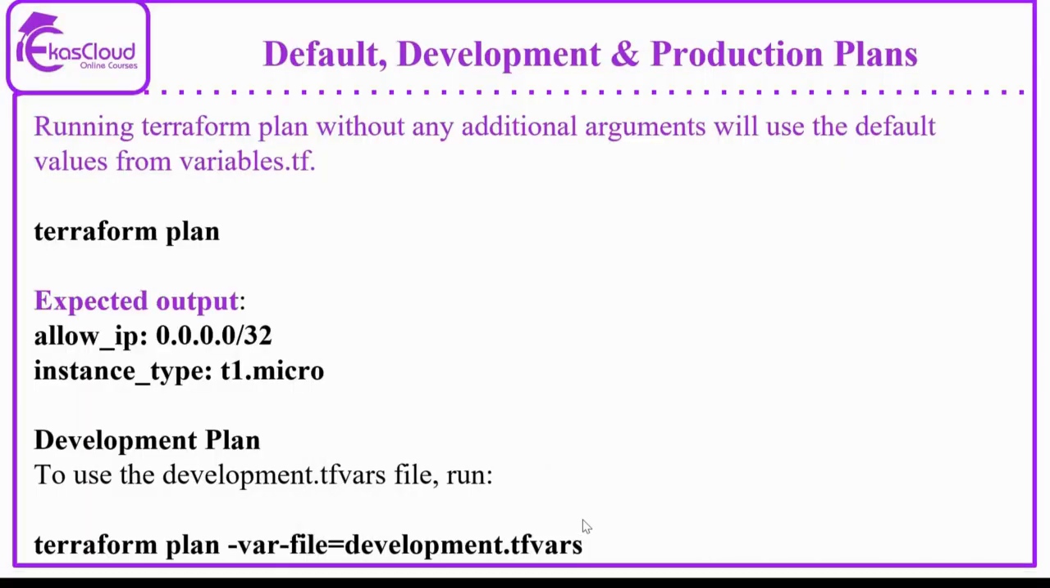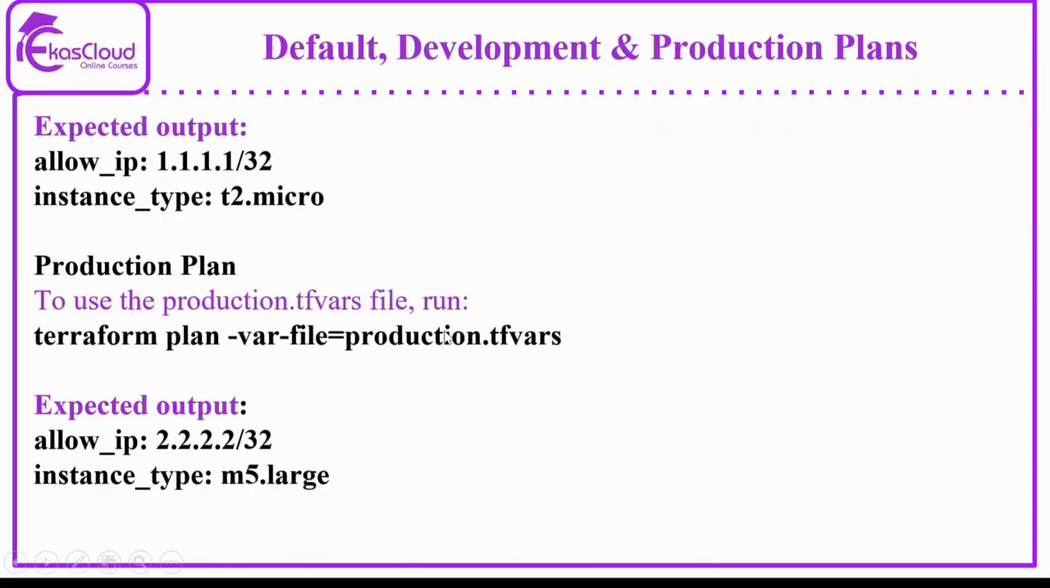Now I'm going to show how to run the production environment. If you run this command, terraform plan -var-file production.tfvars, it will show the output as 2.2.2.2/32 and it will show instance creation by using m5.large.